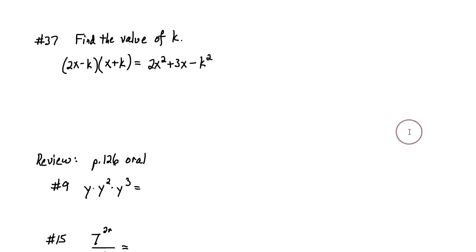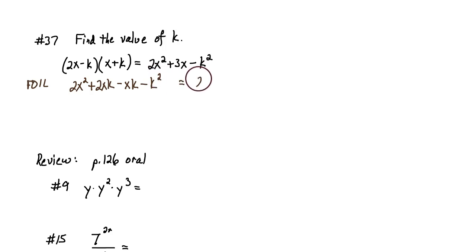Number 37, find the value of k in this equation. We're asked to solve the equation for k. Let's work on the left side and do FOIL. 2x times x is 2x squared. 2x times k is positive 2xk. Negative k times x is negative xk. And negative k times positive k is negative k squared.